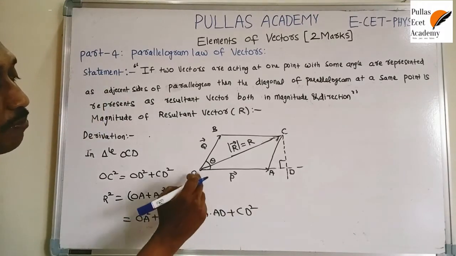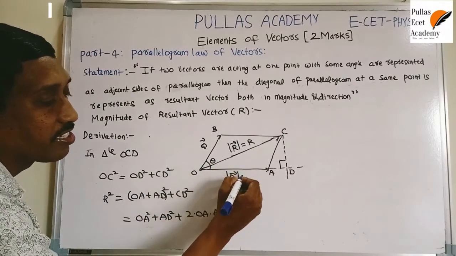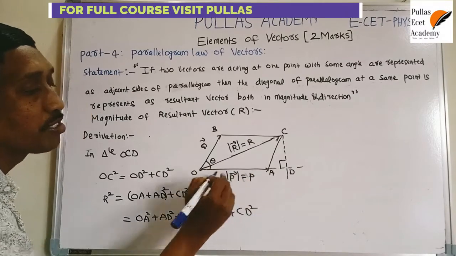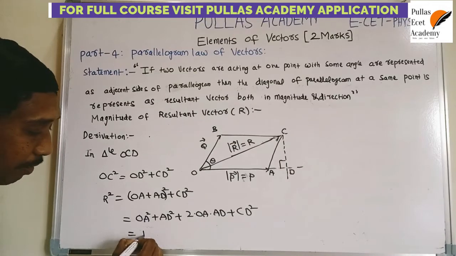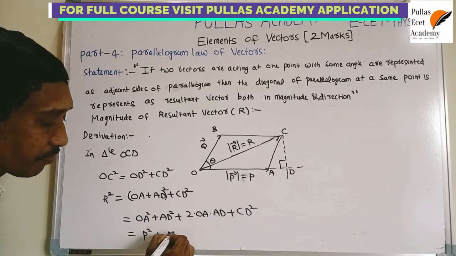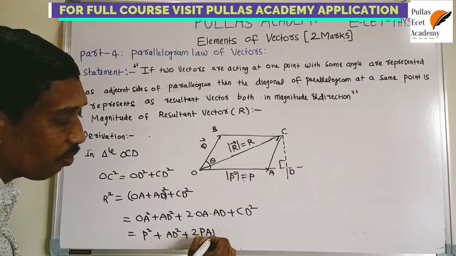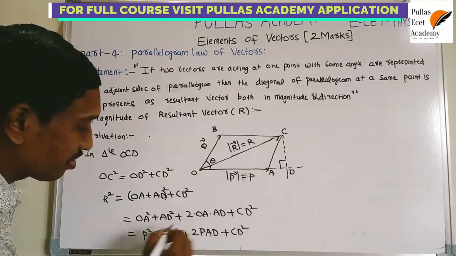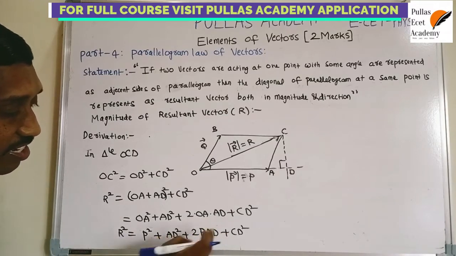Here OA, from the diagram, is the side along which the P bar vector is acting. The length of this line segment is the magnitude of the P bar vector, that is modulus P bar, or simply P. That means instead of OA, write P square plus AD square. We don't know AD, write it as it is. Next, plus 2 into OA, which is P, into AD. What is CD? We don't know CD either, write it as it is. This is the expression for R. We need R, but here AD and CD are unknown values.